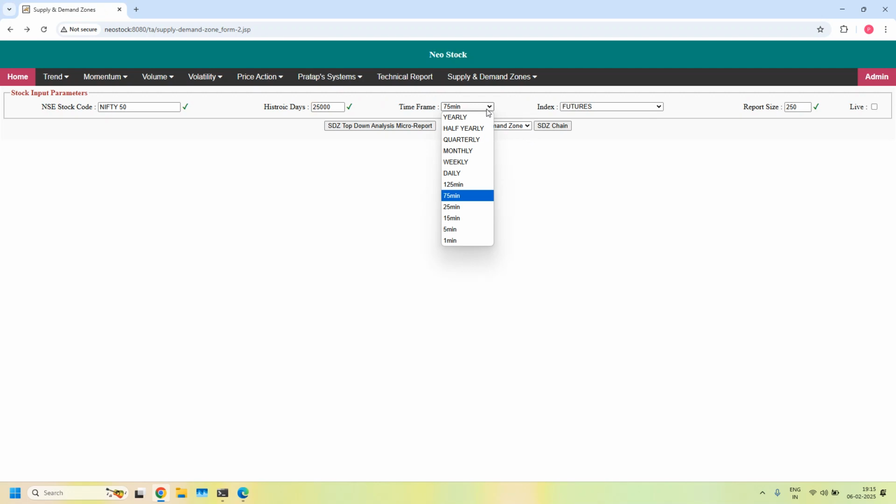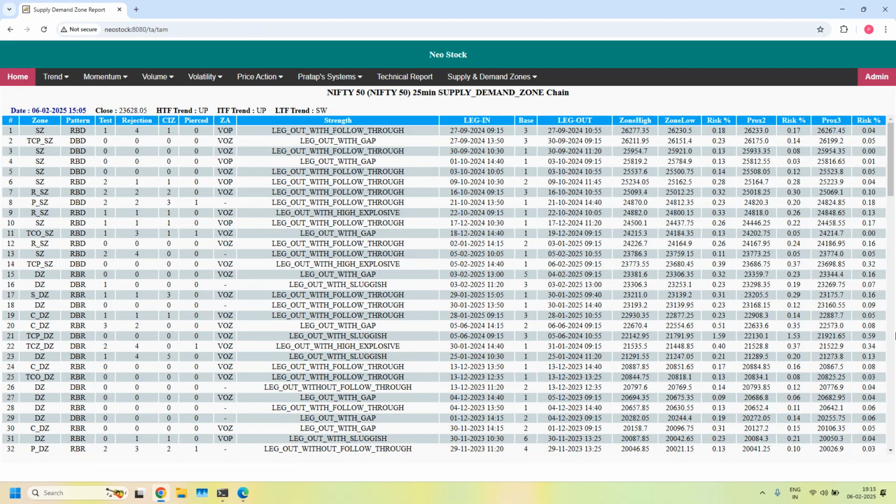Next, 25 minute supply demand zone chain for NIFTY. Fifteenth is the nearest 25 minutes demand zone to current closing price. 14th is the nearest 25 minute supply zone to current closing price.